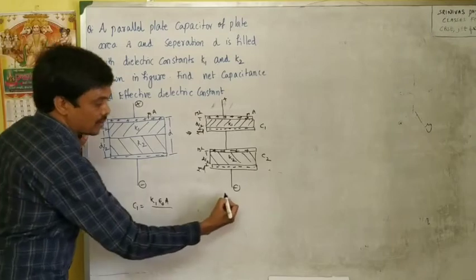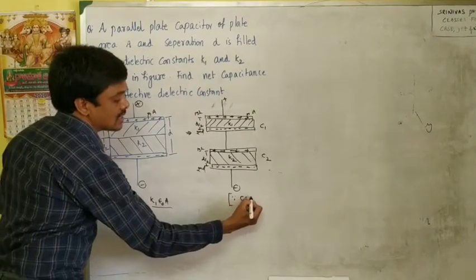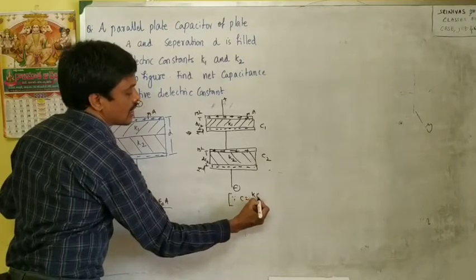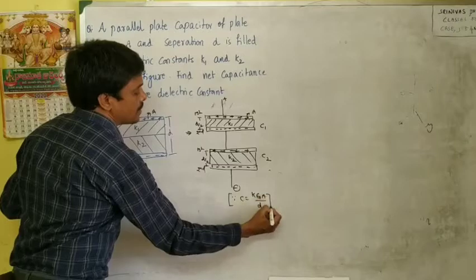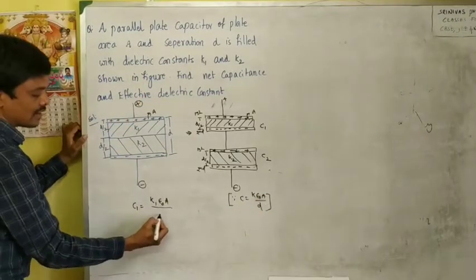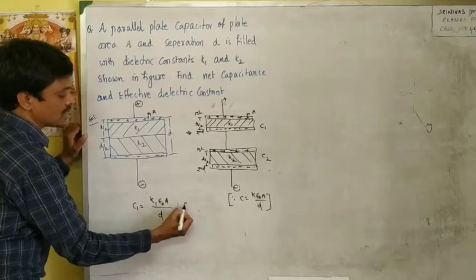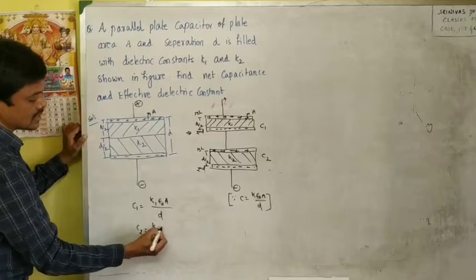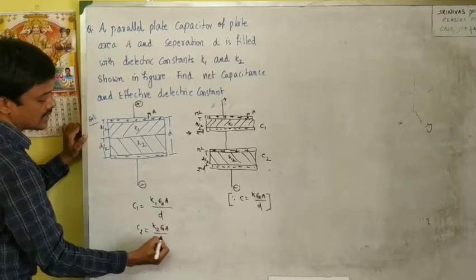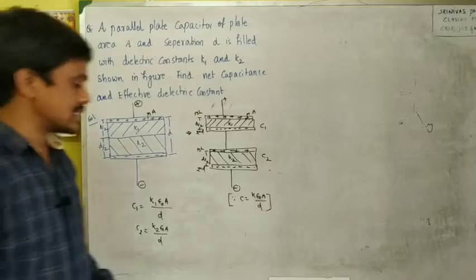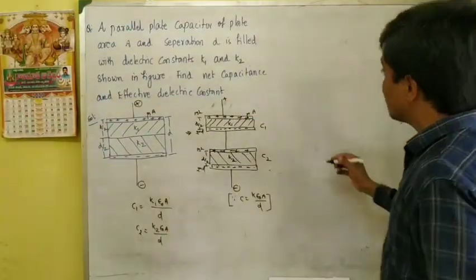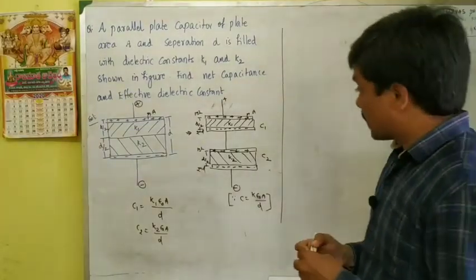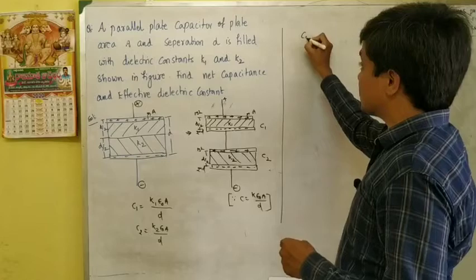The capacitance formula is epsilon naught A by D. What is the formula for the capacitance? K epsilon naught A by D. And here K is K1, so K1 epsilon naught A by D. And what is the C2 formula? Similarly, we will write C2. The C2 formula is K2 epsilon naught A by D. Now we have C1 and C2. Next, we have to find the effective capacitance. For that, we have the formula for the effective capacitance in series.